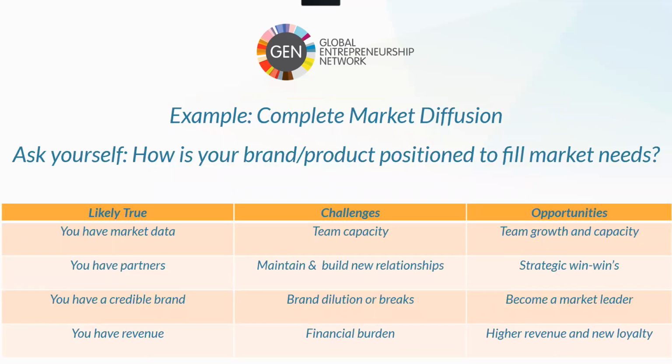So we're going to run through two examples. The first one is looking at complete market diffusion. And the big question that will guide you throughout this process, if this is where you fit, is how is your brand or product positioned to fill market needs in the market you're currently working in? So I break this down into three different categories. What is actually true? What is a challenge that you are currently facing? And then what are the opportunities?